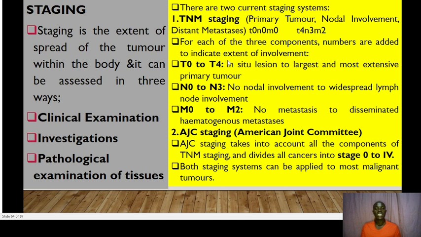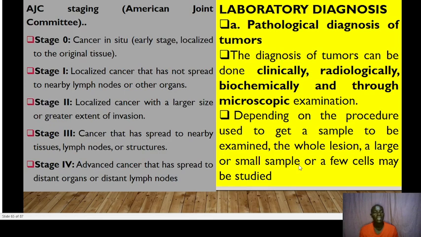Another staging criteria is the AJC staging, American Joint Committee. This American Joint Committee staging takes into account all the components of the TNM staging and divides all cancer from stage 0 to stage 4. Both staging can be applied to most malignant tumors.